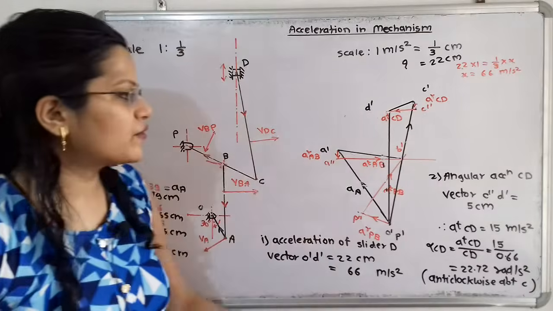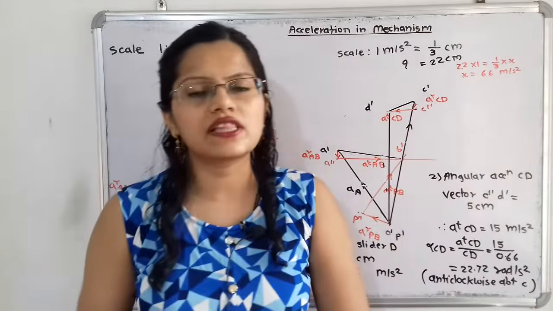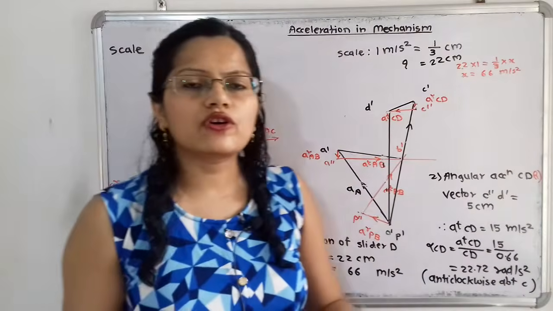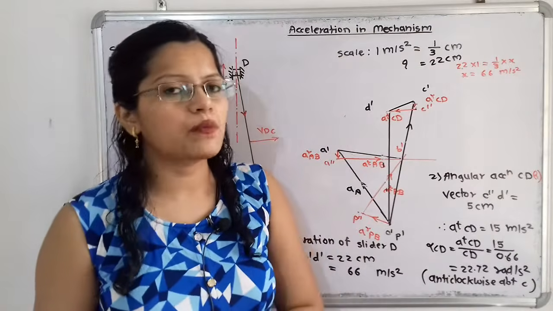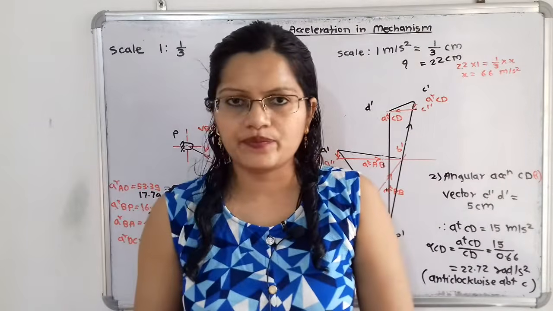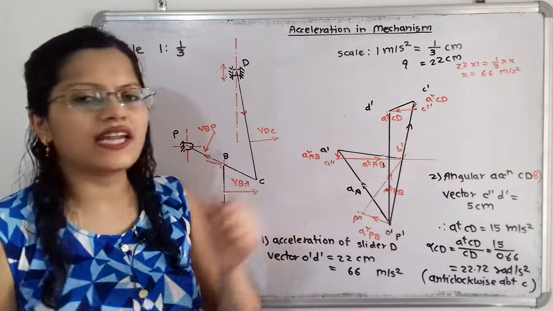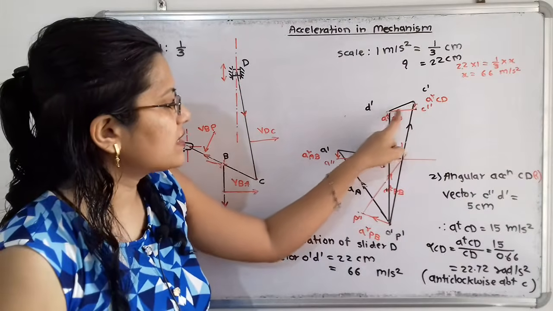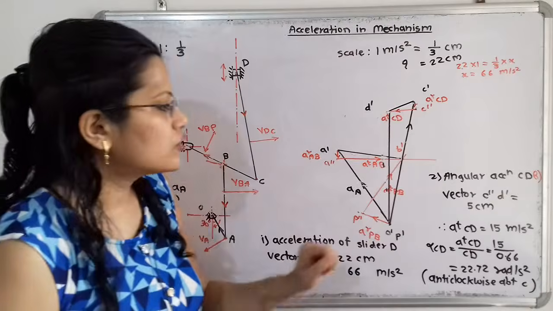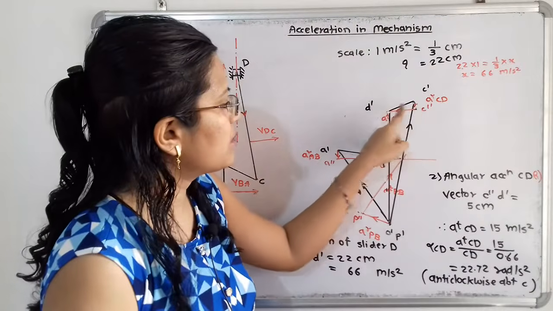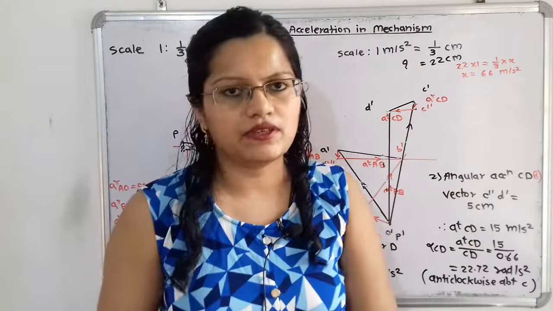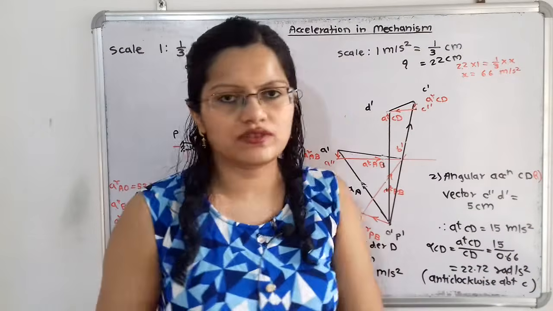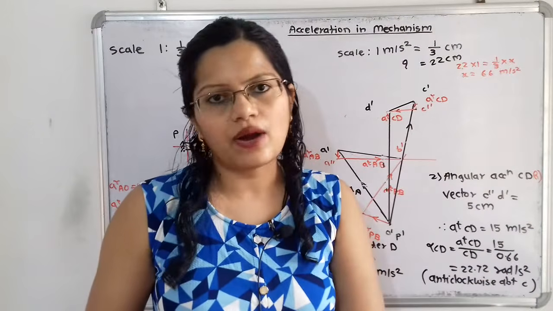Now the second question is that we have to find out the angular acceleration for this link CD. So angular acceleration, that means alpha, we have to find out. We know that this alpha is calculated with the help of the tangential component for this link. So we have to measure the tangential component for the link CD. C double dash to D dash is the tangential component for the link CD. If we measure the distance between C double dash to D dash, it is 5 centimeters. As per this scale, we take 5 multiplied by 3, that is 15 meter per second square. This is the value for the tangential component.